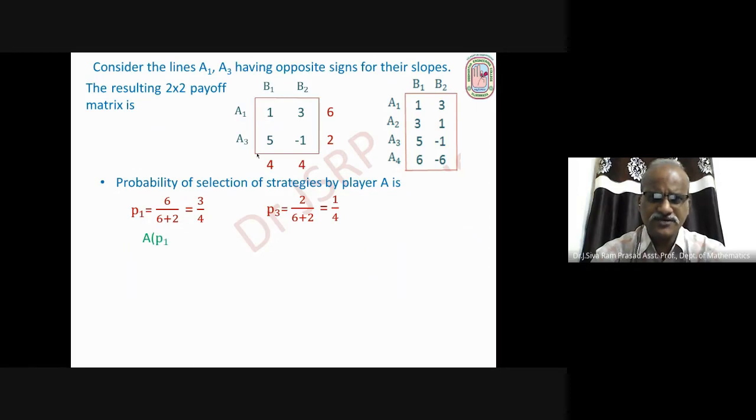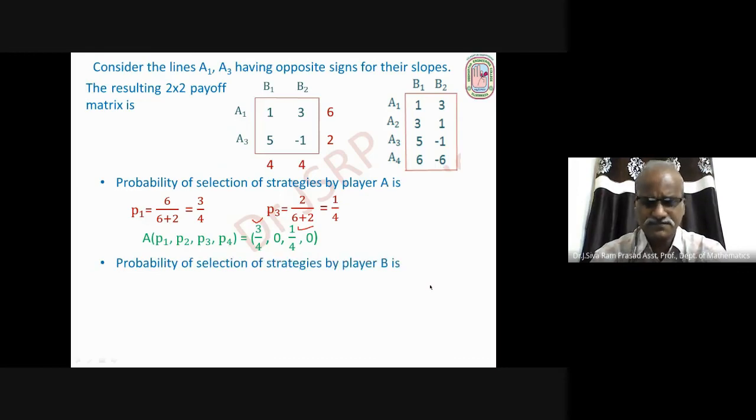So therefore A of P1, P2, P3, P4. So P1 is 3 by 4 and P2, P4 are eliminated, zeros, since second strategy and fourth strategy are eliminated, and P3 is 1 by 4. So these are probabilities of selection of strategies for player A. Next, probabilities of selection of strategies by player B. Q1 opposite value 4 by sum of these two values, 4 plus 4, that is 1 by 2. Q2 opposite value 4 by sum of these two values, 4 plus 4. So this is also 1 by 2. So B of Q1, Q2 equals 1 by 2 comma 1 by 2.